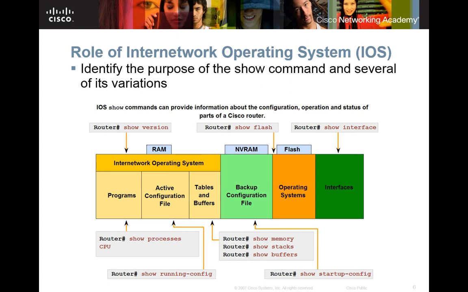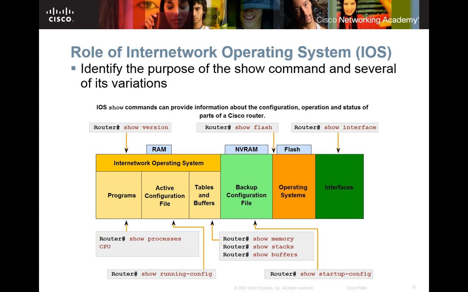Then in the RAM, we have our iOS that's loaded, all the programs, all the active configurations that we're doing in the tables and buffers, like the routing tables and things of that nature. So what it does is when you click Show Version, it will tell you what the iOS is, what version iOS is. Now, if you have a Cisco login, you can go out there and download the newest version of the iOS, which can come with more updates, more features.